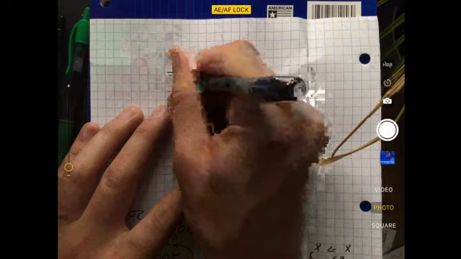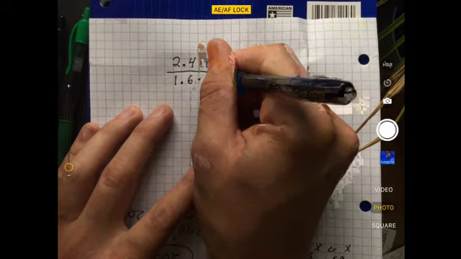Okay, so 2.4 times 10 to the negative 9th divided by 1.6 times 10 to the 3rd.